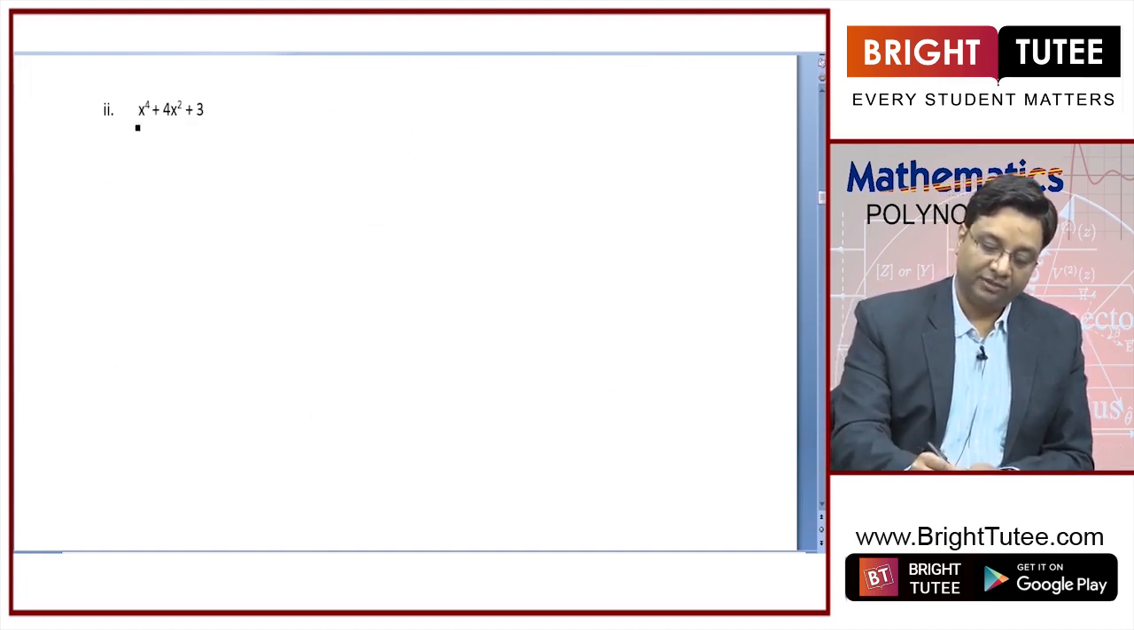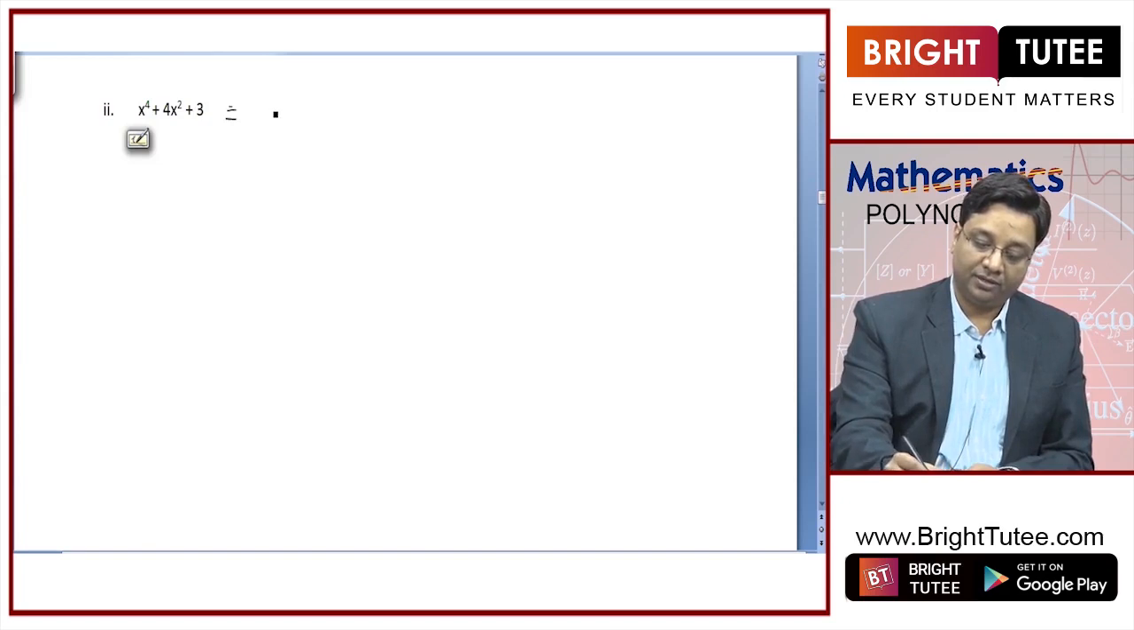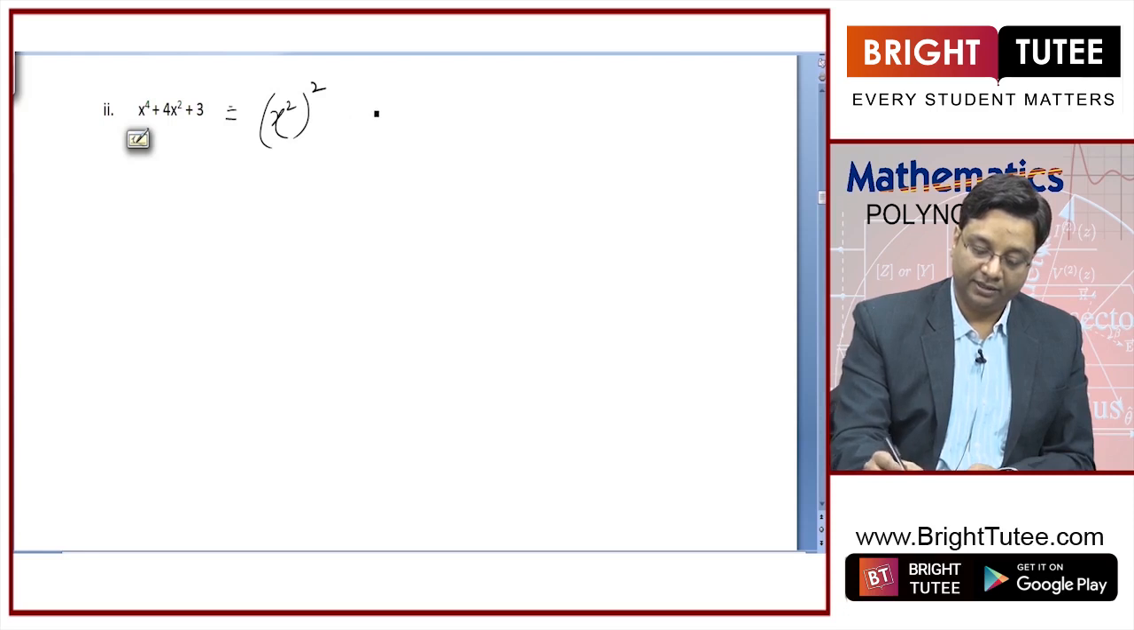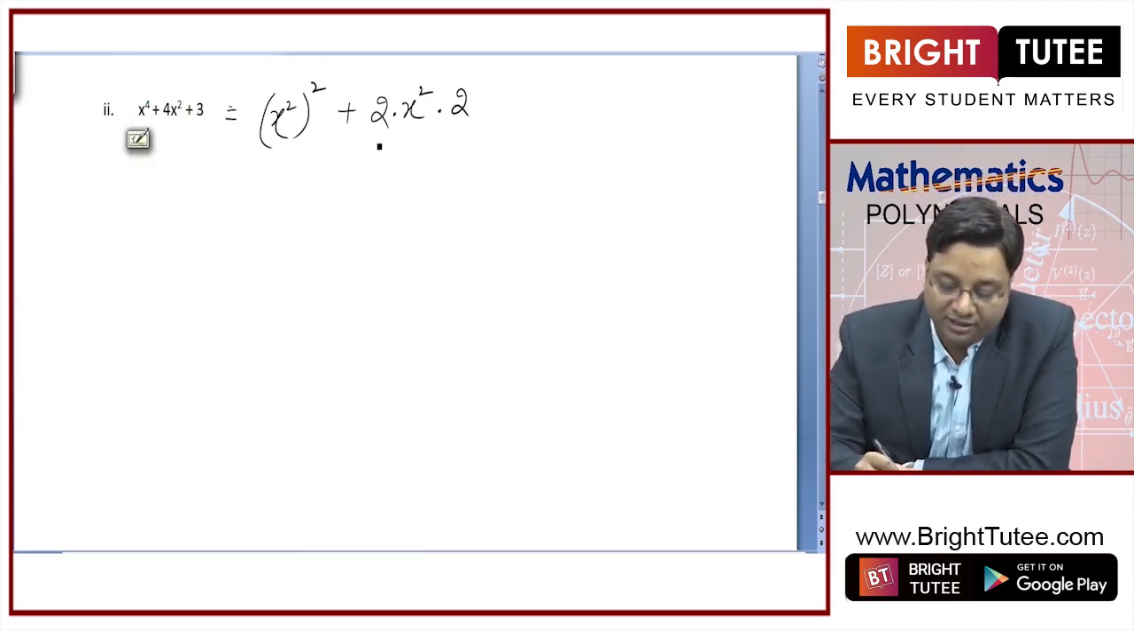Look at this expression carefully. First of all, try to convert it into perfect squares. (x square) squared, and then you have got 3 here, but here I can have 2 into x square into 2, right. Why I have written it in this form?